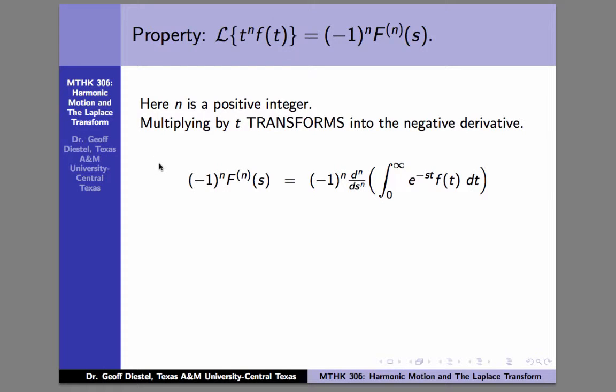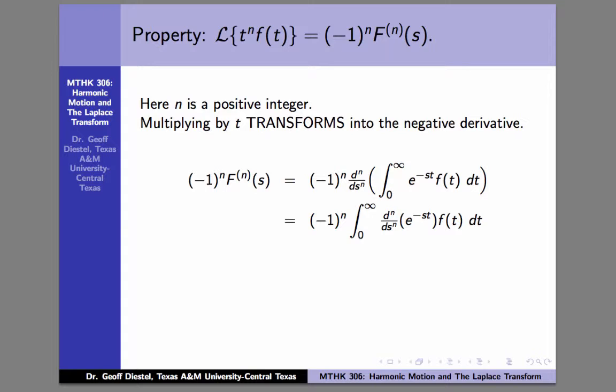So remember, capital F is the Laplace transform of lowercase f. So negative 1 to the n, I'm just copying negative 1 to the n. The nth derivative, I'm using new notation now because it makes more sense to use this notation, nth derivative. And then in parentheses, all this stuff is just capital F of s. All this stuff here. I'm just plugging in what we have.